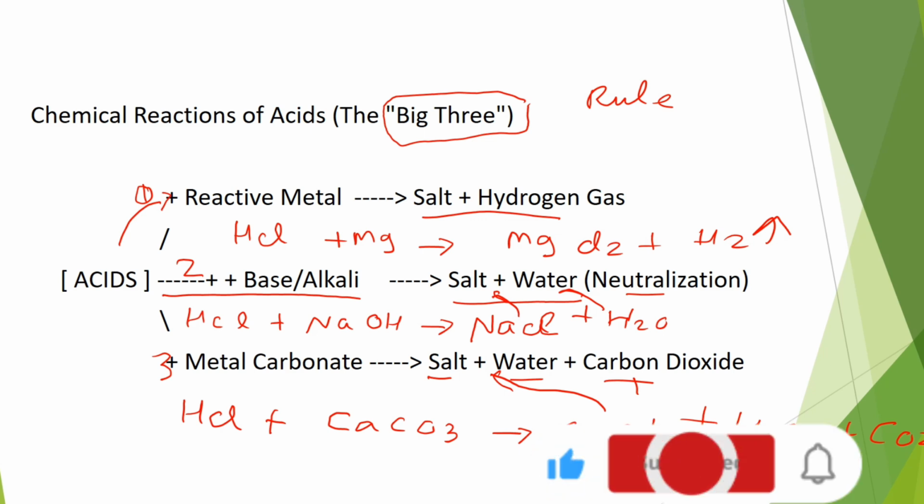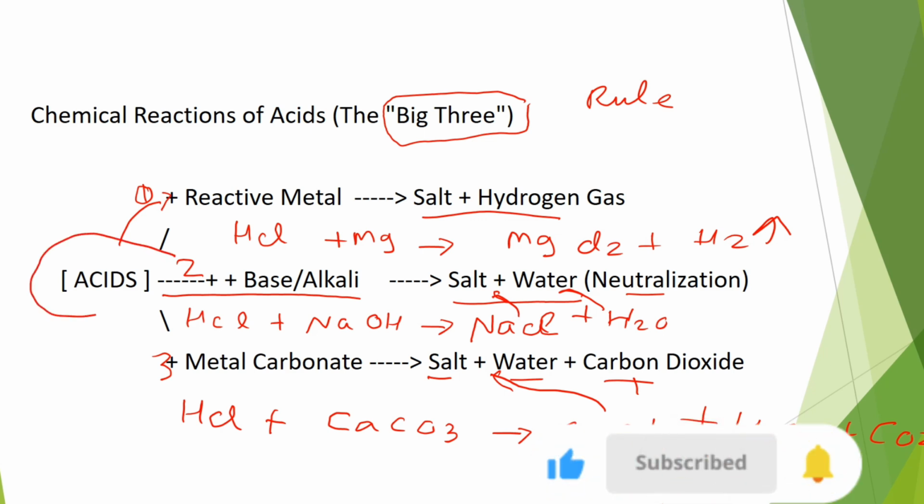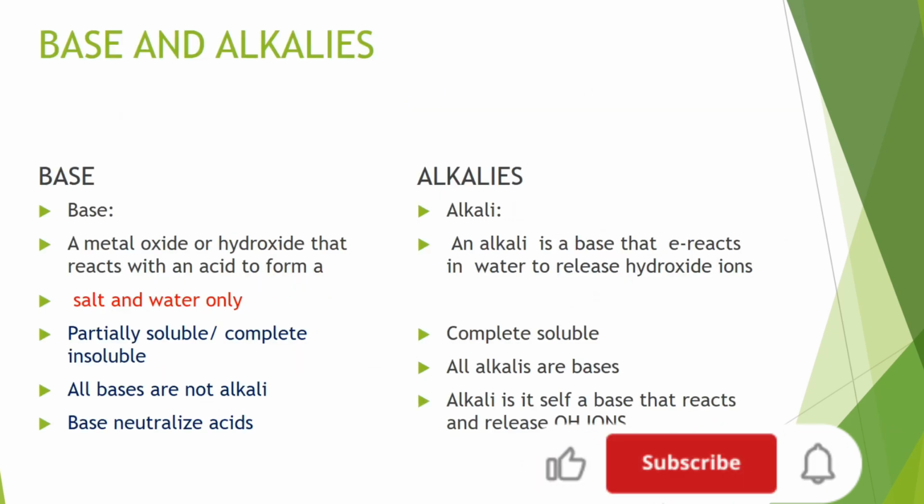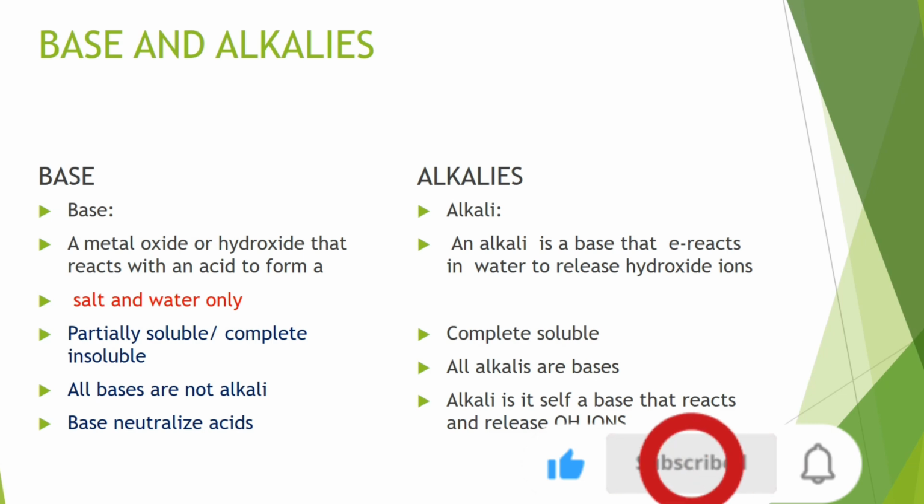So they are the big three, they are the basics of an acid: what happens when acid reacts with metal, what happens when acid reacts with base and alkali, and what happens when acid reacts with metal carbonate. I have shown you with examples how salt, water and carbon dioxide are formed and which gases are released. Now we will discuss the most important topic.